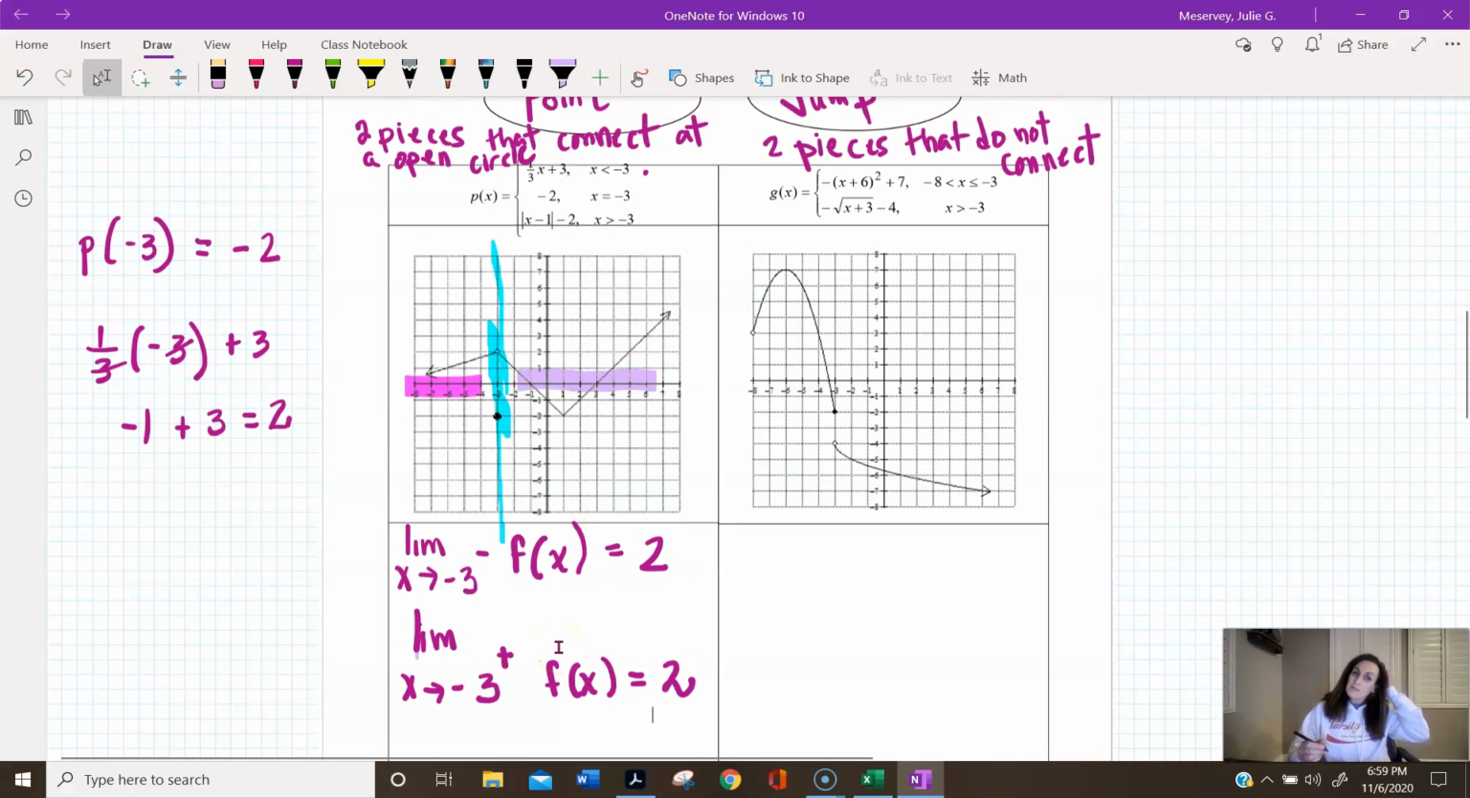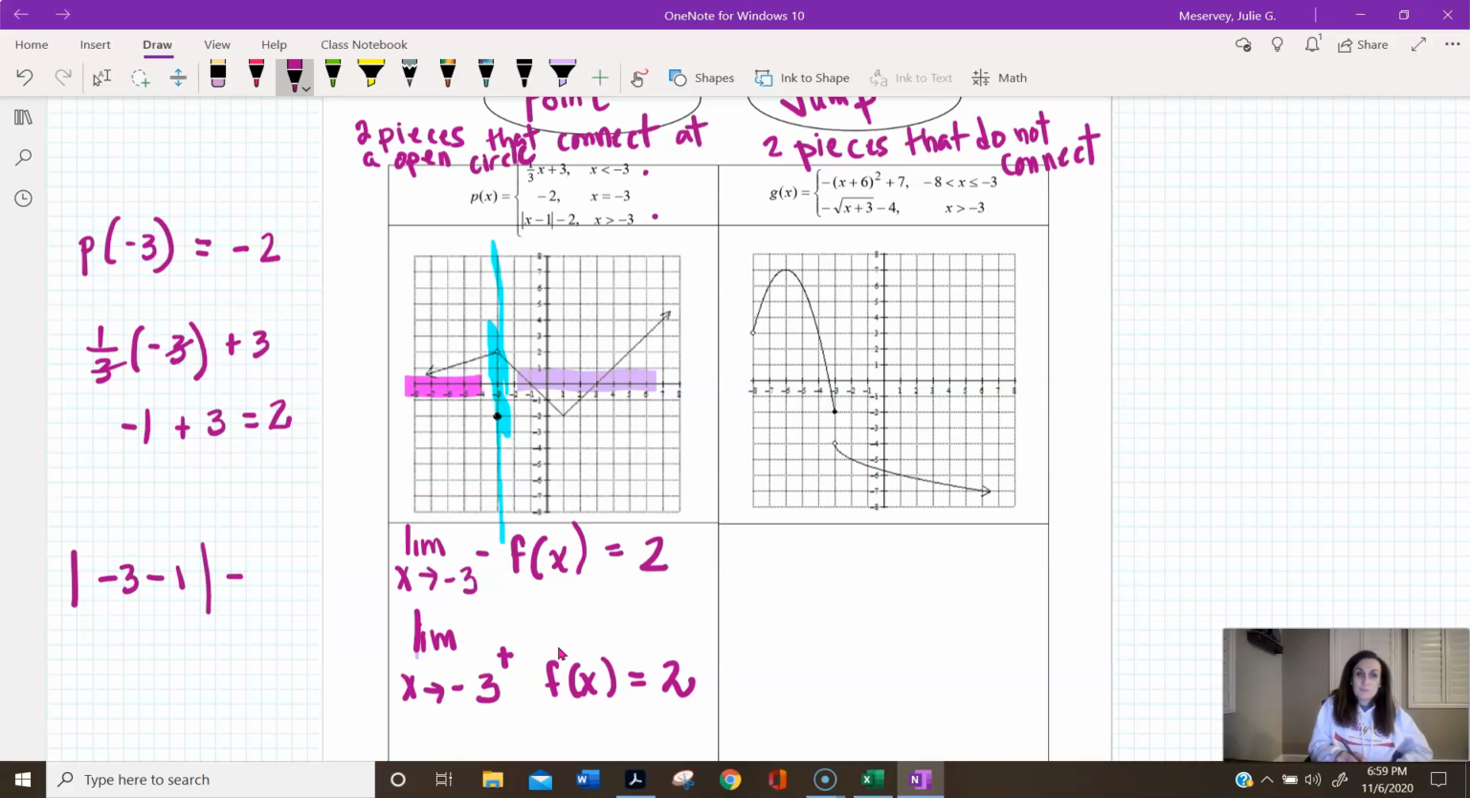The part that's on the right-hand side is going to be this second piece of the graph. So you would have the absolute value, and then again, we're going to put in -3, subtract 1, absolute value, subtract 2. This is the absolute value of -4, subtract 2, which is 4 subtract 2, which equals 2. So you can see my limit for both is 2. Now, because P of -3 does not equal 2, we know that there has to be a point of discontinuity.